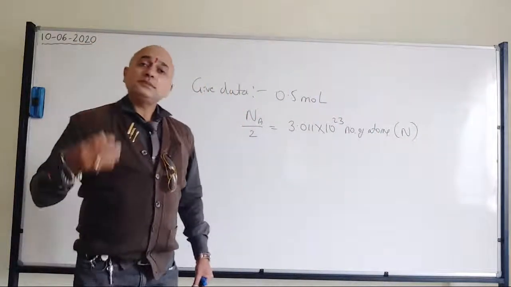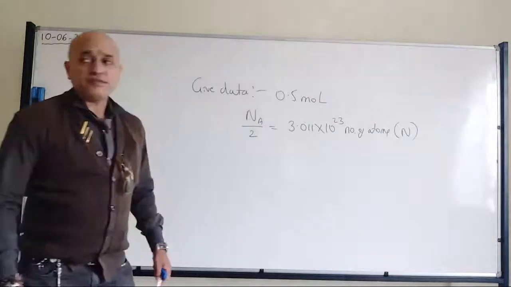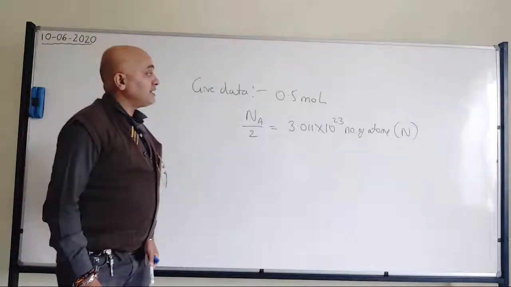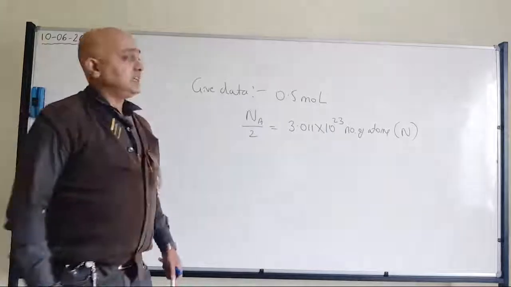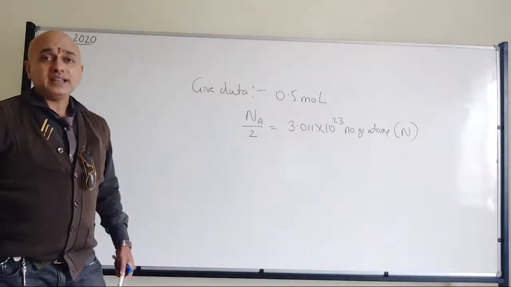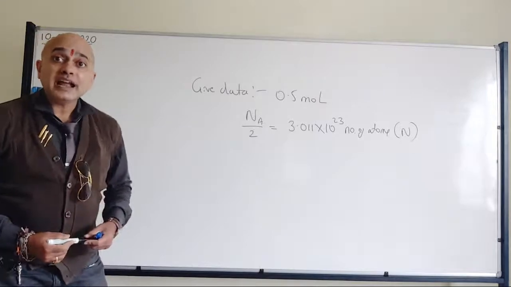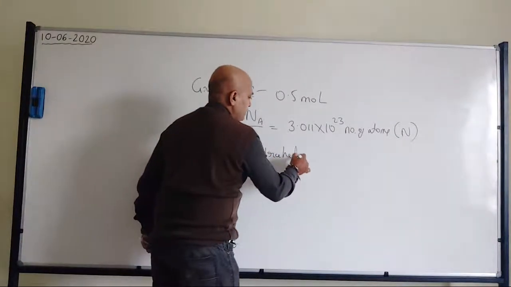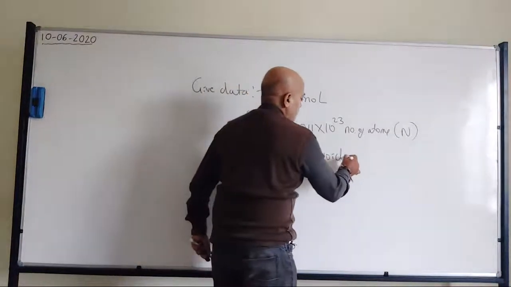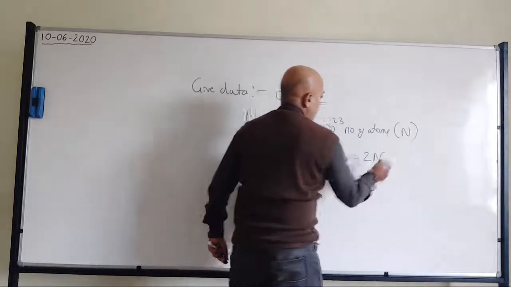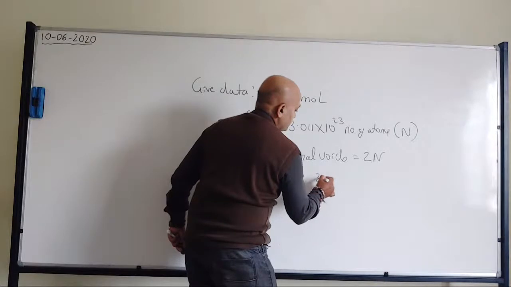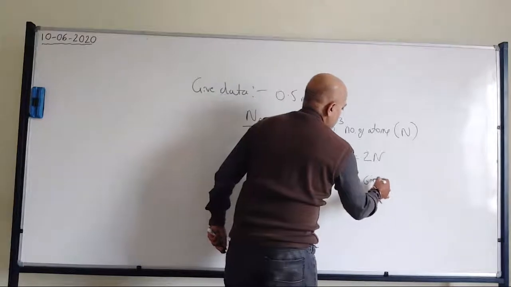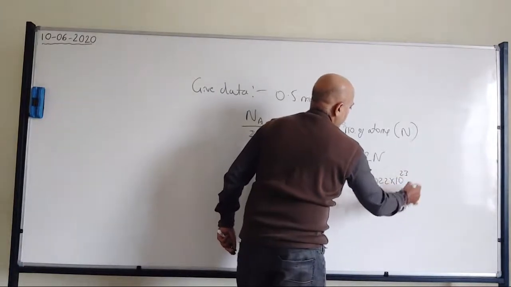Forget about CCP, SCP, whatever it might be. We will go with the number of atoms, right? So 0.5 mole means I have 3.011 into 10 to the power of 23 atoms, that will be capital N. Now what will be the tetrahedral voids? First we will solve for tetrahedral voids. Total number of tetrahedral voids will be 2N, that is 3.011 multiplied by 2, which is 6.022 into 10 to the power of 23, Avogadro's number.